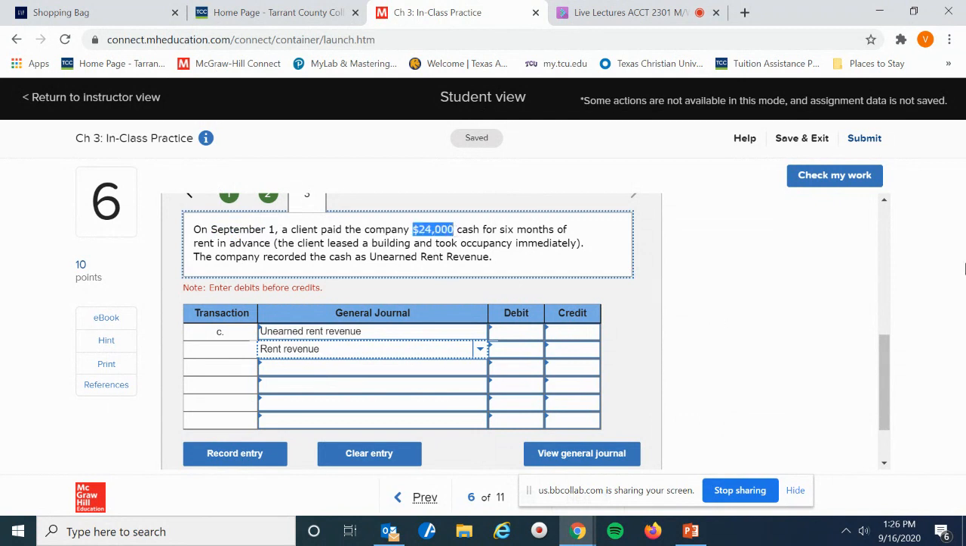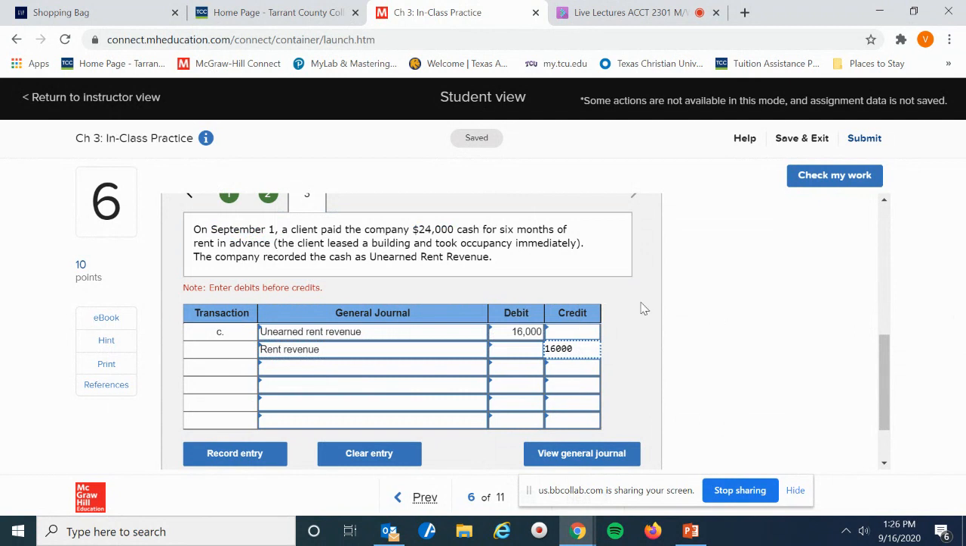$24,000 divided by 6 months, the monthly revenue from the rent is $4,000. But remember, because we start on September 1st, we are earning 4 months. So I will take the $4,000, multiply it by 4. The debit and the credit in this journal entry will be $16,000.